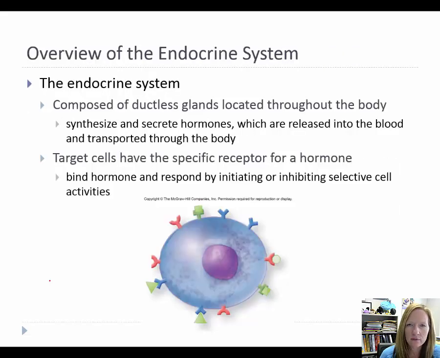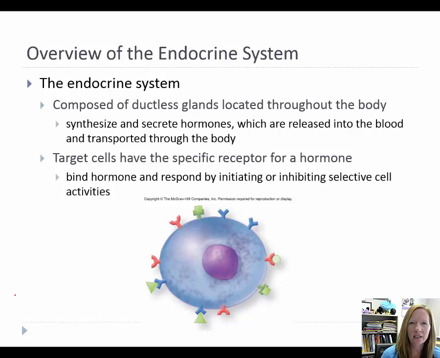So first off, what is the endocrine system? The endocrine system is composed of ductless glands, and these glands make and secrete various hormones. Those hormones are released into the bloodstream, and the bloodstream transports them throughout the body so they can get to these things called target cells. So let's back up and take a look at some of these definitions before we go on.